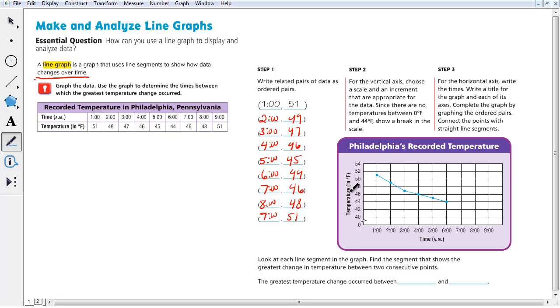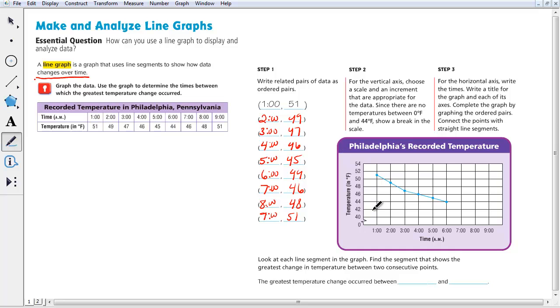The labels for the axes tell us what the number represents. So these numbers, 40, 42, 44, and so on, are the temperature in degrees Fahrenheit. These numbers, 1 o'clock, 2 o'clock, 3 o'clock, that's the time, AM. Then we're going to complete the graph by graphing the ordered pairs. Connect the points with straight line segments. You can see the first few have been done for us. We have 1 o'clock, 51 degrees. So I'm going to go over to 1 o'clock and up to 51 degrees. And that point is right there.